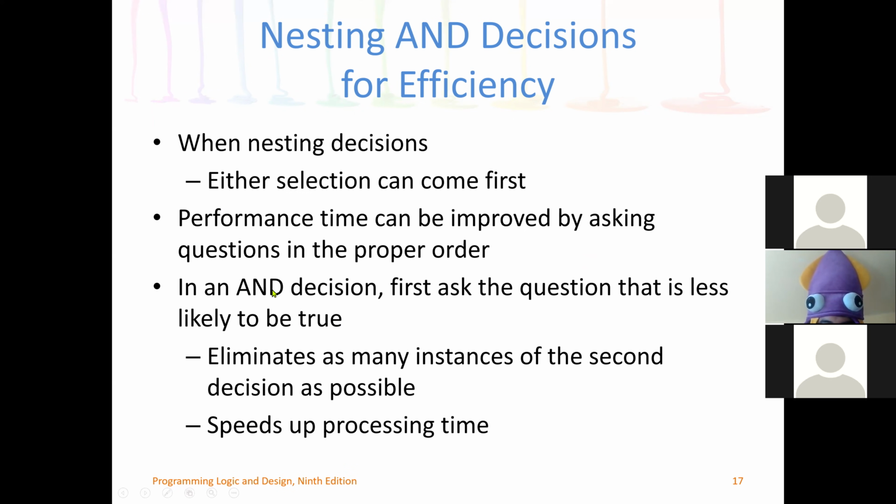So when you are writing the AND decisions, ask the question that always has a chance to be false. Questions that have a chance to be false should be first, because when the condition is false, we come out of the statement section.